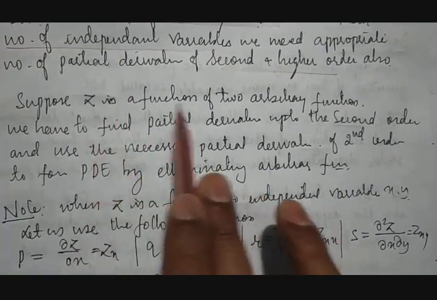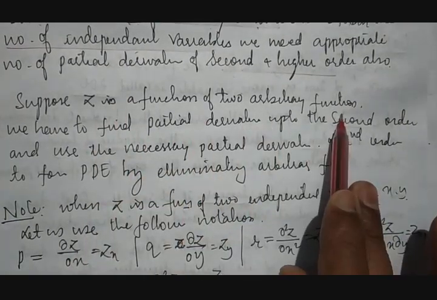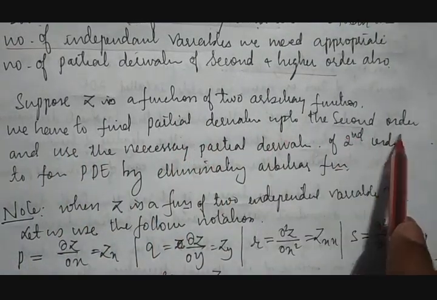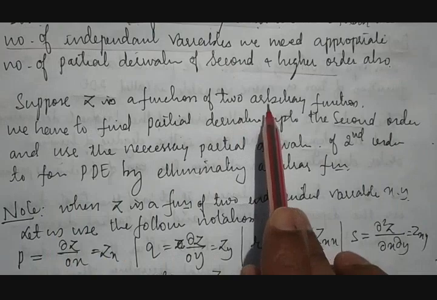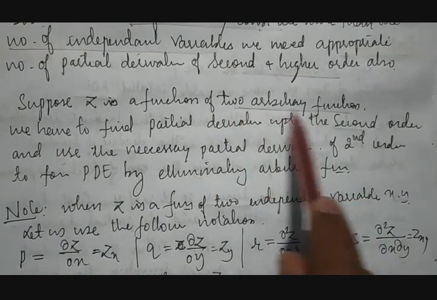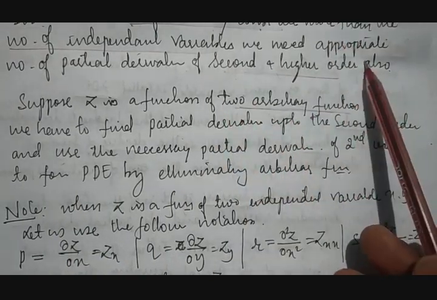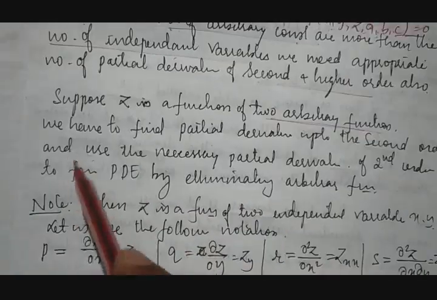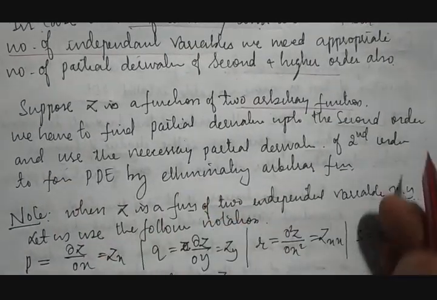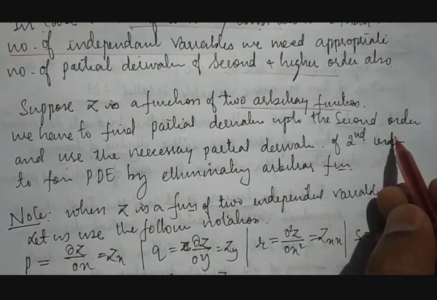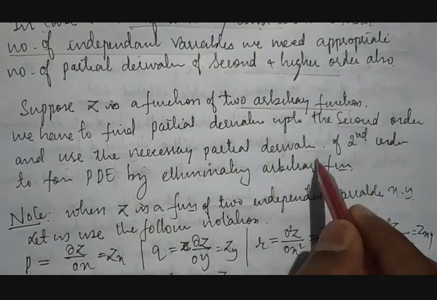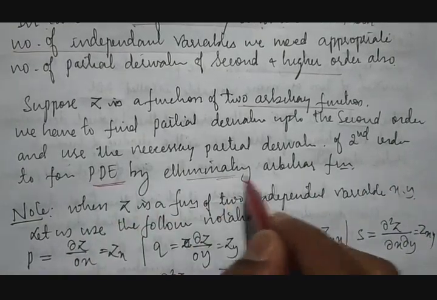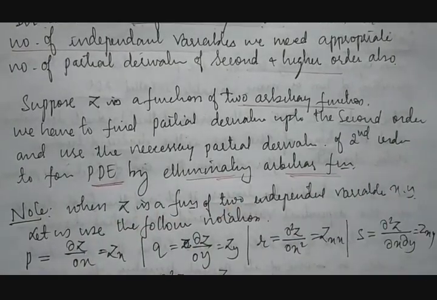Suppose Z is a function of two arbitrary functions, then we have to find partial differential equations up to second order. Okay, if there are two arbitrary functions, I'm talking about functions, the previous one was about constants, then we need to go up to second order partial differential equations. Use the necessary partial derivatives of second order to form the PDE after eliminating arbitrary functions.